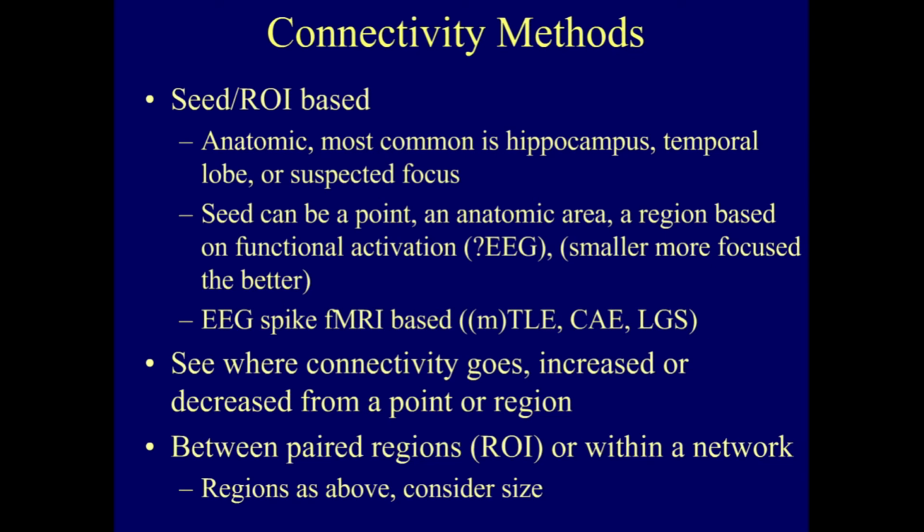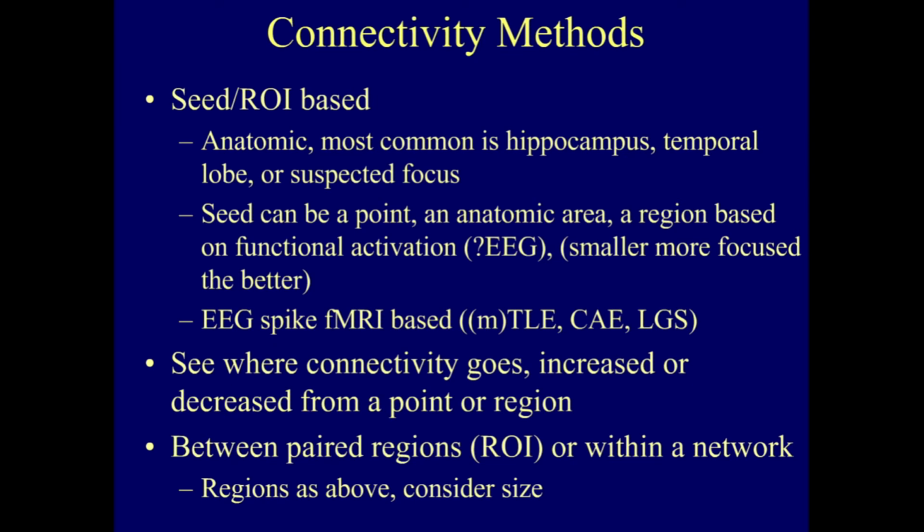As a rule, the smaller and more focused the seed, the better and more stable the data. You can also use a seed based on an EEG spike or an fMRI EEG-based region, as, for example, has been done for temporal lobe epilepsy and childhood absence epilepsy. One, as I have noted, can look at connectivity between two seeds or two regions. One can also identify a seed and see where the connectivity goes, or whether it is increased or decreased from a point to a region or to another point.